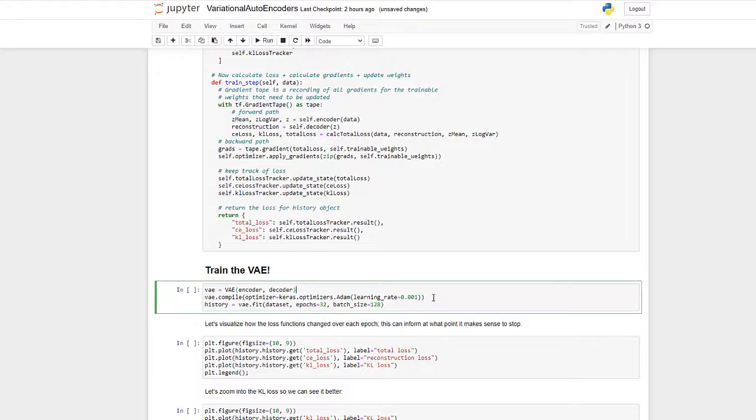This is one that I had to tweak quite a bit while experimenting with this notebook myself. And finally, we'll call fit to actually do the training itself. We're going to use 32 epochs of training and a batch size of 128. Yet more hyperparameters that need to be tuned.